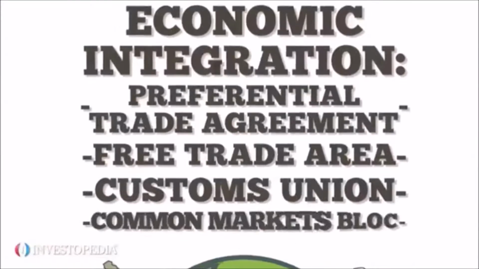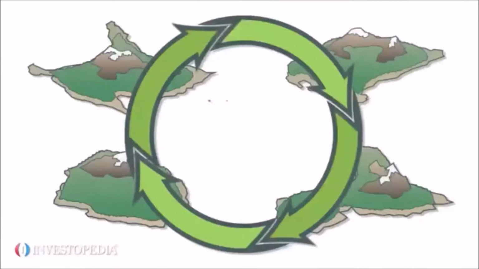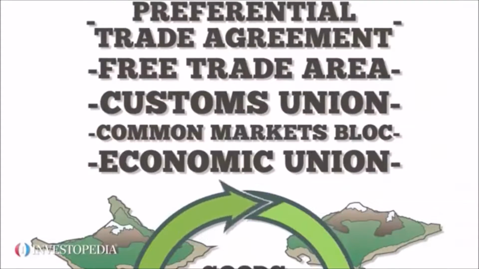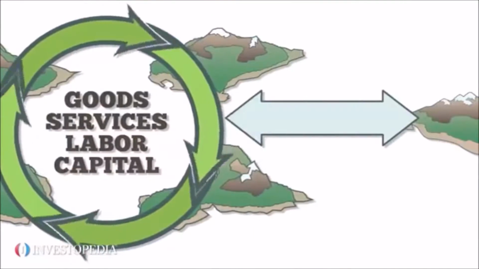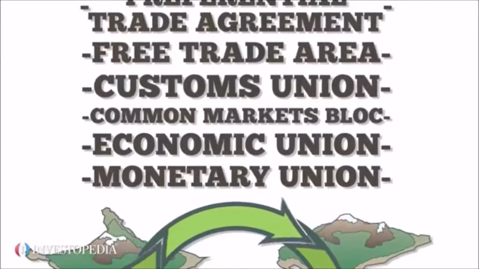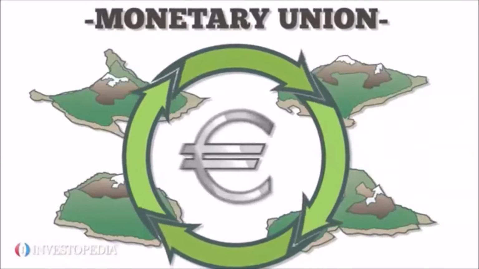Countries involved in a common markets bloc freely exchange all goods, services, labor, and capital. An economic union is a common markets bloc among members that also share one trade policy with non-members. And in a monetary union, nations share a single currency such as the euro.